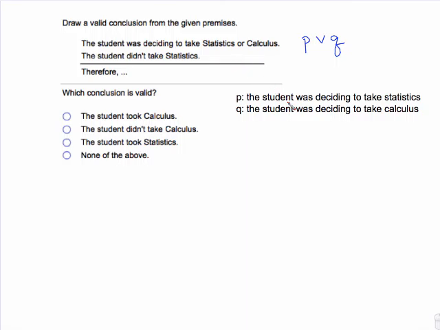The student did not take statistics. That's not P. So can we make a conclusion here? And we should be able to. We've talked about this a couple times. This is or, which falls into the disjunctive reasoning idea. If you have a statement that says P or Q, if they tell you P's not true, that means Q must be true. That is our conclusion, and Q was the student was taking calculus or took calculus. And that's it.